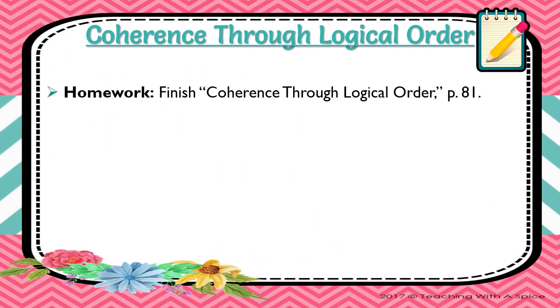Now it's your turn. You need to finish this page. Finish coherence through logical order, page 81, by doing the same thing that we just did with the first paragraph with the second paragraph. So write the first paragraph on the lines below, then go through the second paragraph, see what you need to switch around, and rewrite it right after your first paragraph. Okay? All right, let me know if you have any questions.